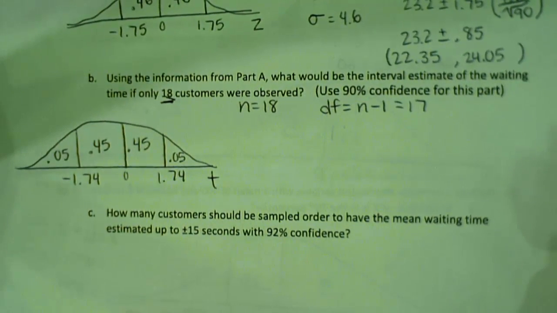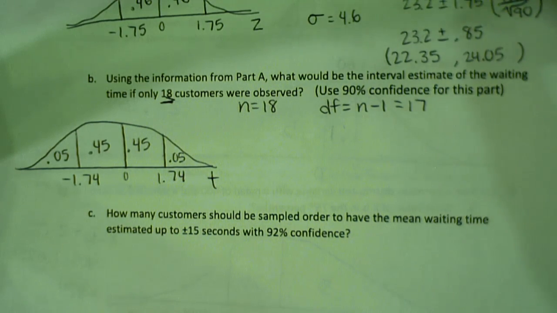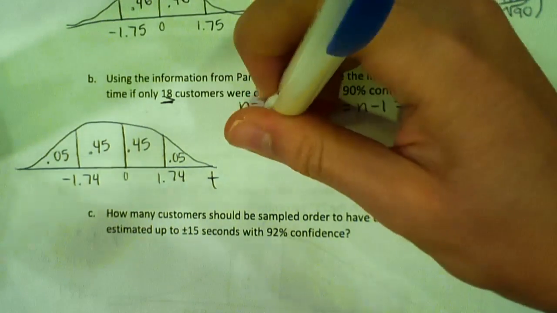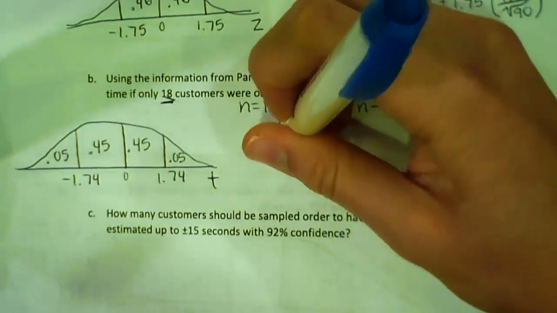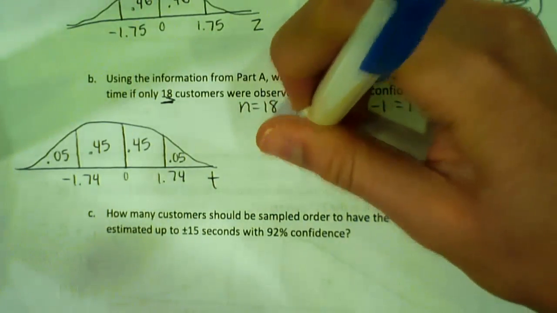And the formula to find the interval estimate is just the same as the last problem. We're just substituting the z for the t this time. And, well, the standard deviation and the n are going to be different, but we're still using the same variables.